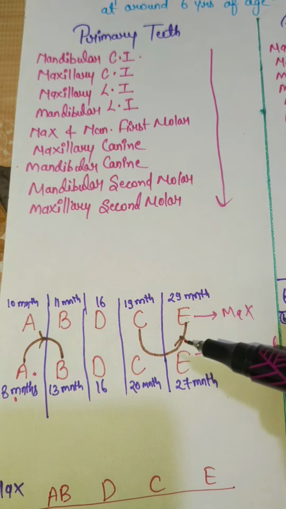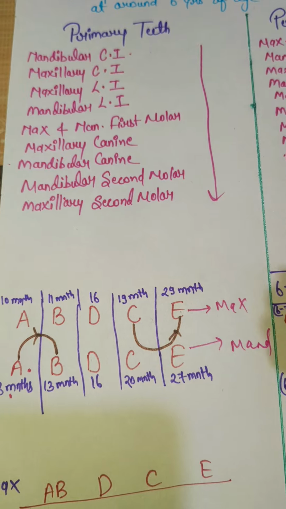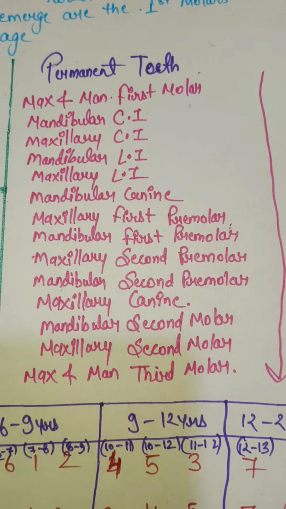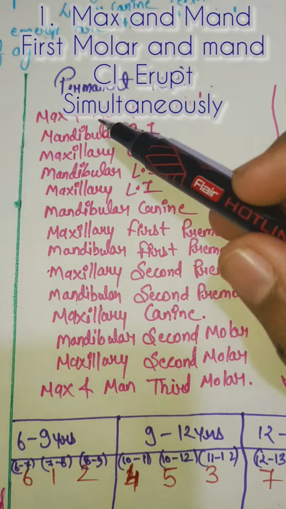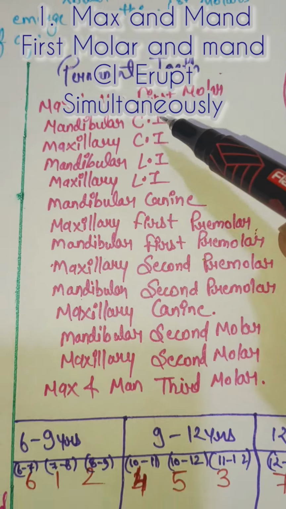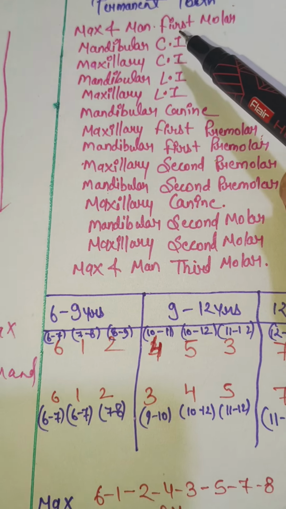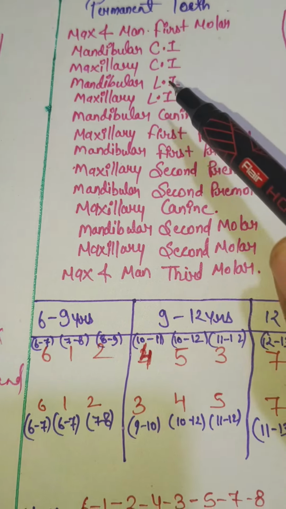To keep all these things in mind, just write them 1 or 2 times and you will learn the eruption sequence so quickly. Now permanent teeth. To learn the eruption sequence of the permanent teeth, just keep 3 points in your mind. First point: the maxillary and mandibular first molars and the mandibular central incisor erupt simultaneously, at 6 to 7 years. 6 stands for the maxillary and mandibular first molars, and 1 represents the central incisor.